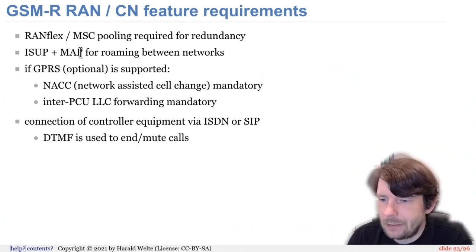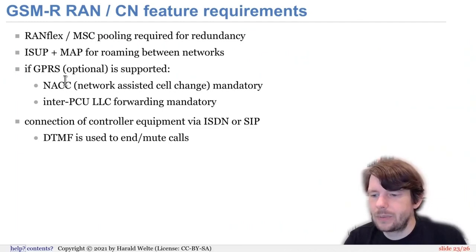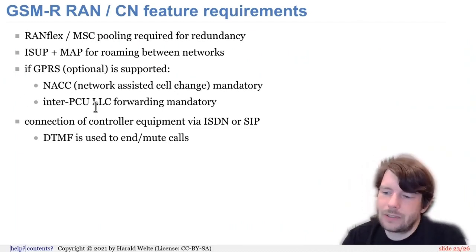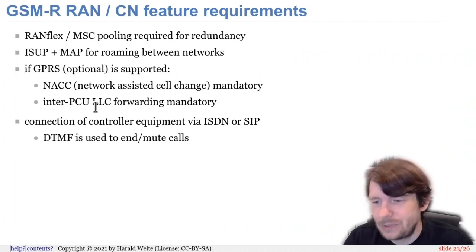And if GPRS is supported, also some relatively modern features need to be supported, namely NACC, Network Assisted Cell Change, which we also already implemented in Osmocom. And also inter-PCU LLC forwarding is mandatory. That means if you switch between PCU, or if you hand over, that's not handover. If you have mobility between PCU coverage zones, then the old PCU must forward the pending not yet acknowledged LLC frames to the new PCU. So the new PCU can transmit or retransmit to the UE or MS after it has switched.